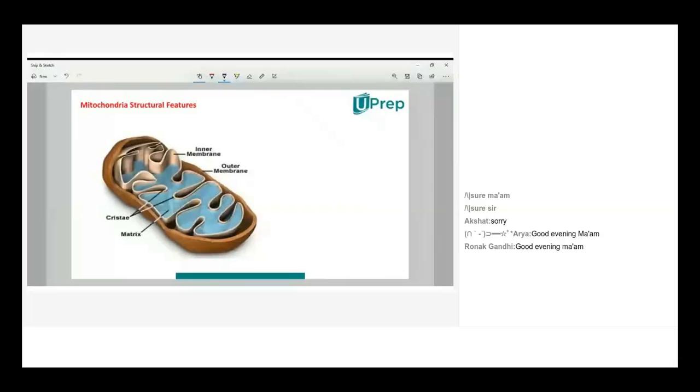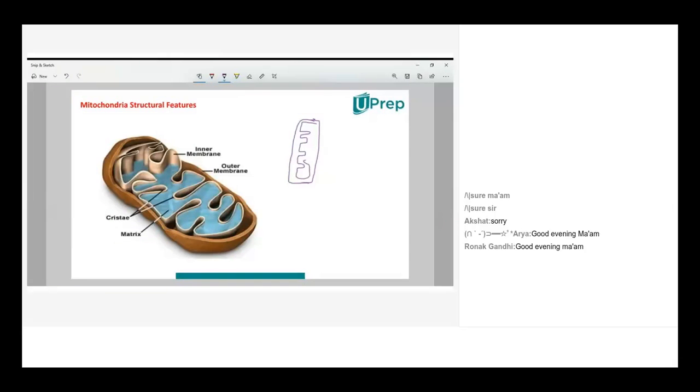When we take the mitochondria, it will have an outer membrane like this. Then inside the outer membrane, you'll have the inner membrane, which shows foldings like this. What is the term given to these foldings of the inner membrane of mitochondria?